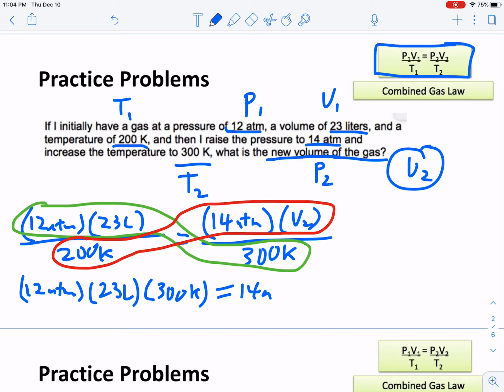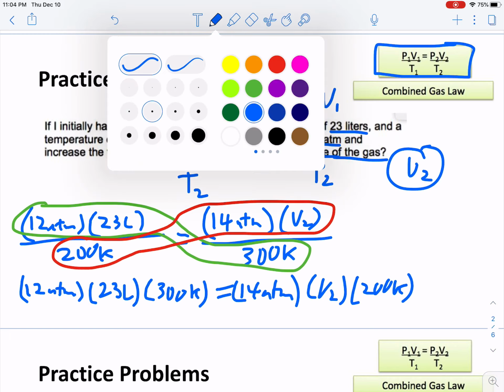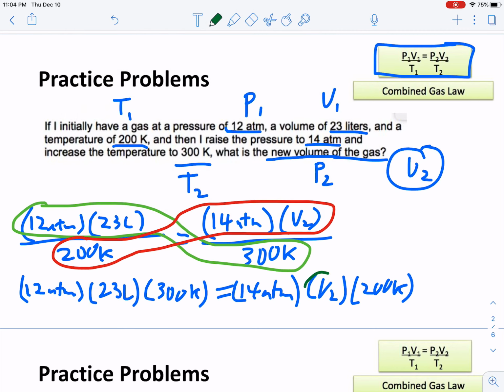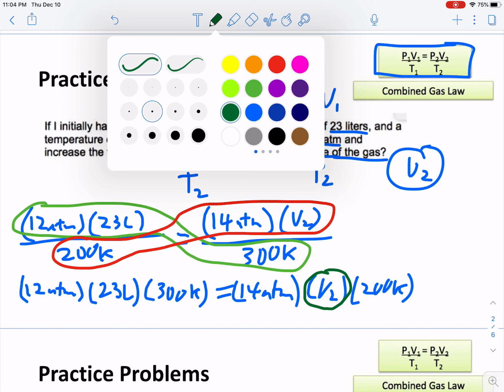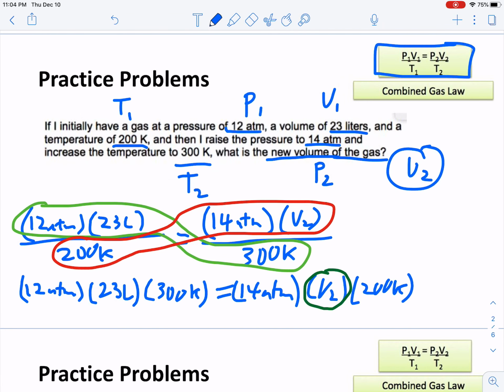It's going to be equal to 14 atmospheres times my unknown V2 times 200 Kelvin. Okay, and so again, now to solve for V2, we just need to divide away all these other factors, right? So this is what we're going for right here. We want that by itself on that side. And so you just need to divide both sides by first 14 atmospheres.